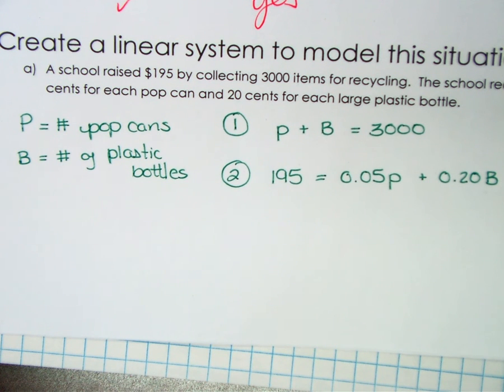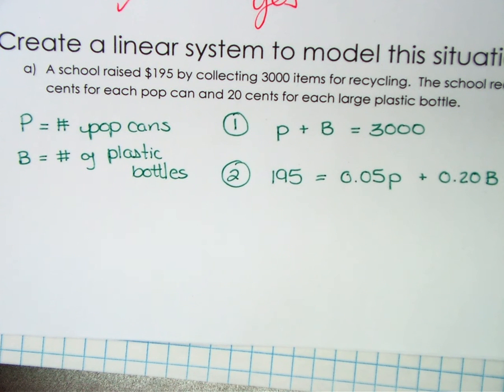Okay, what were your letters? P and B? P and B. What did P stand for, Rahat? P stands for pop can. What about the pop cans? It has to be the number of pop cans, and it has to be the number of plastic bottles, right? So that's really important that you're not just saying P represents pop cans, like what is it about the pop cans that it's representing? And it should represent the number of it.